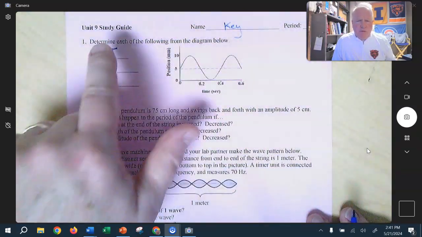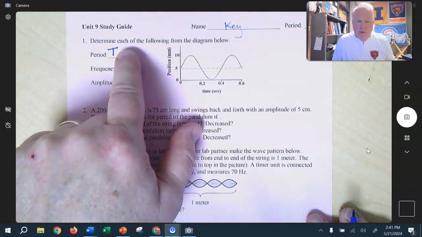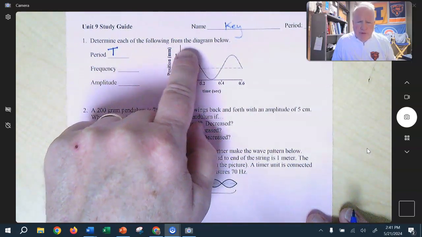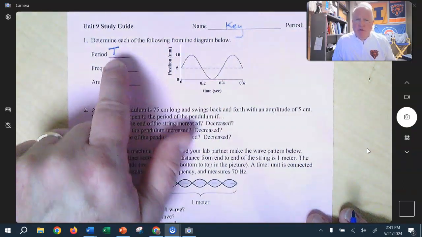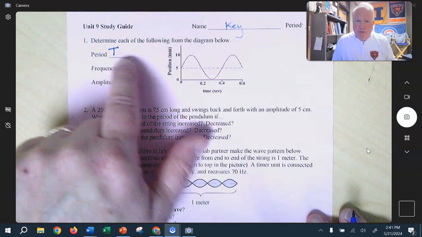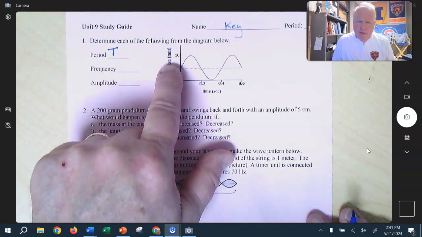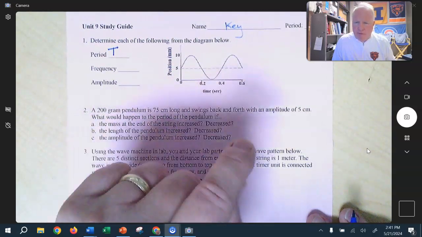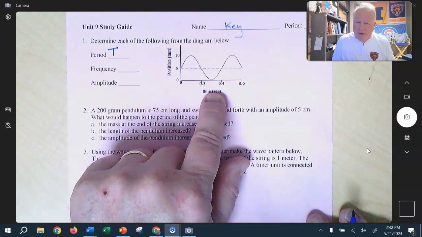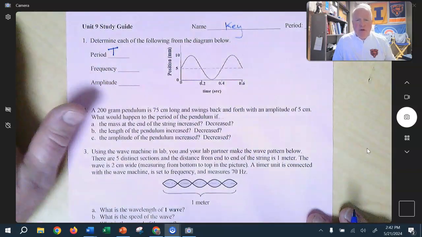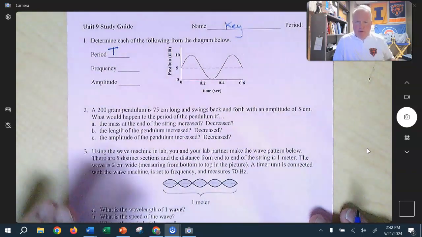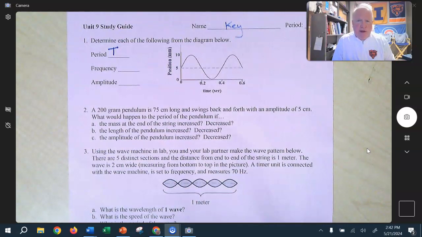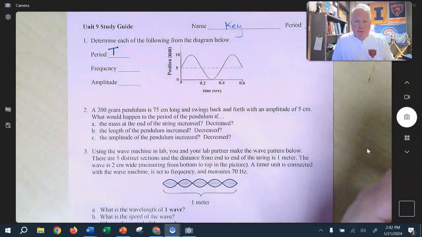And so in this problem, it says determine each of the following for the diagram, and they want the period. So they want a time. And so you can't give them a measurement in millimeters. You can't give them some amplitude number, which is in millimeters. You have to give them a time. We're going to do this problem and skip to the other ones, because there are different ways to ask for the period for different pictures.